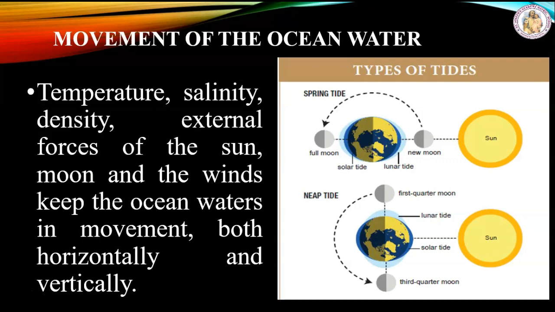When the sun and the moon are at right angles, their gravitational forces work against each other, causing a low tide called neap tide. A neap tide occurs between two spring tides, that is, twice a month when the first and the last quarter moon appears.